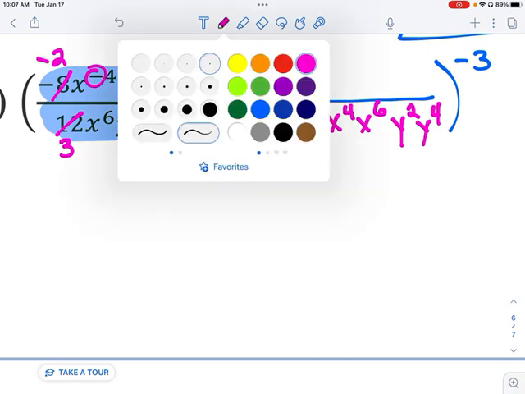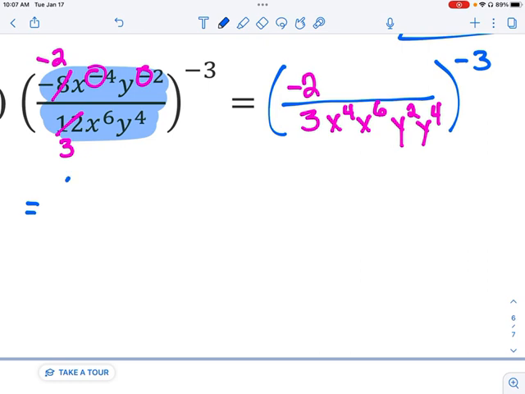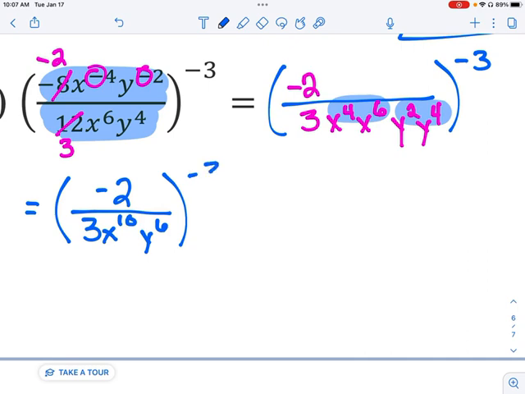The next thing I'm going to do now is simplify that a little bit further. So I have negative 2, 3. Now remember, I'm going to take my x's and add those together. So that'd be x to the 10th. I'm going to take my y's and add those together. That would be y to the 6th. And I'm going to raise that to the negative 3.